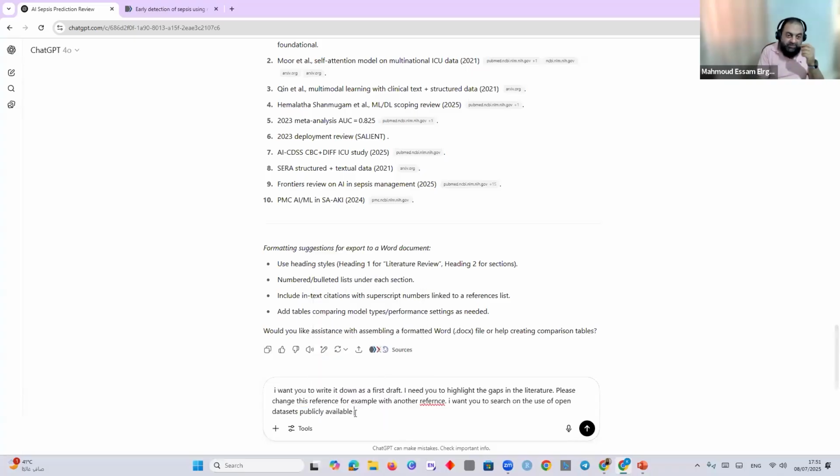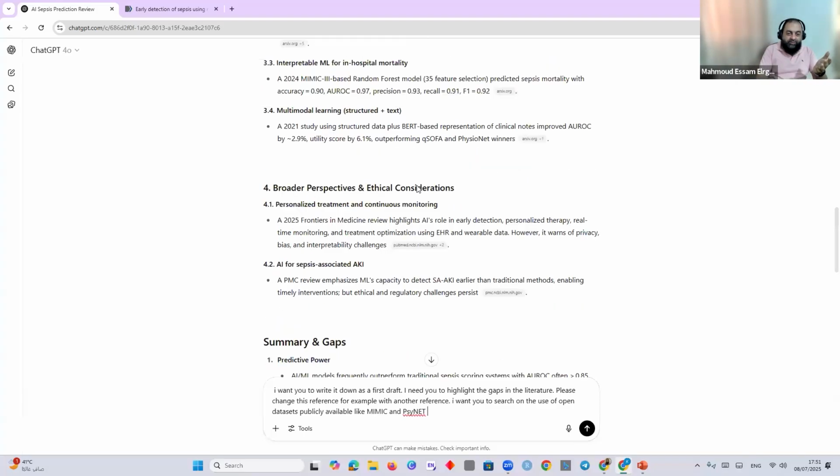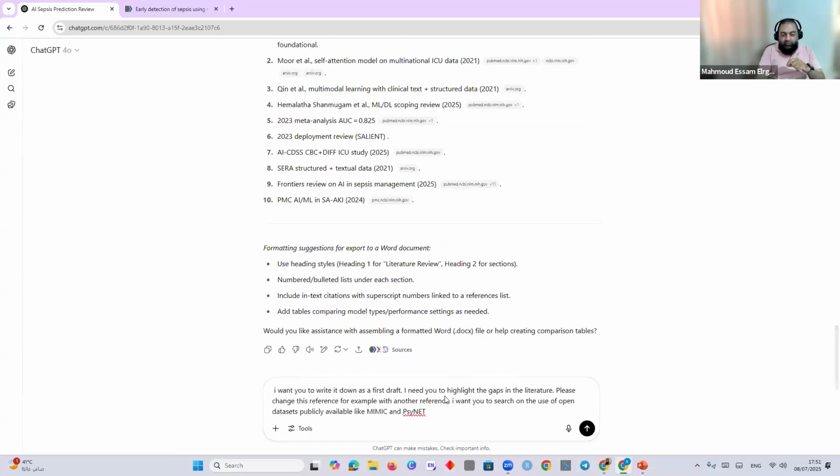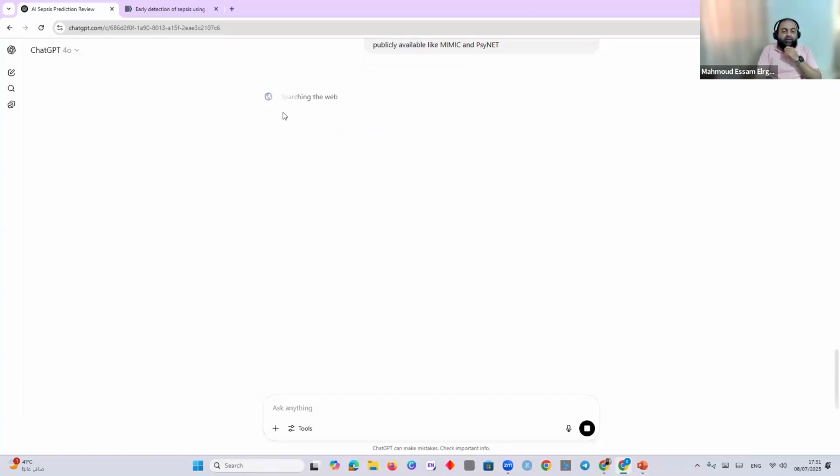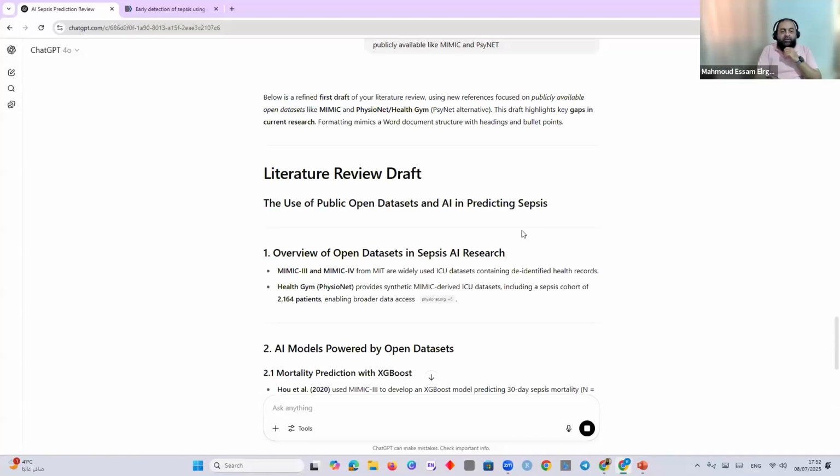So one of the things in predicting sepsis is you have the data from previous research. For example, there are two major large datasets from Harvard and from MIT called the PhysioNet dataset and the Mimic dataset. These are data from 40,000 patients that are publicly available, and they started now using it to predict sepsis. So you can ask ChatGPT, search on the use of publicly available Mimic and PhysioNet. Okay, so you are asking it because you did not find it here, so that's why you are saying, you know what, I want you to include this in the paper.